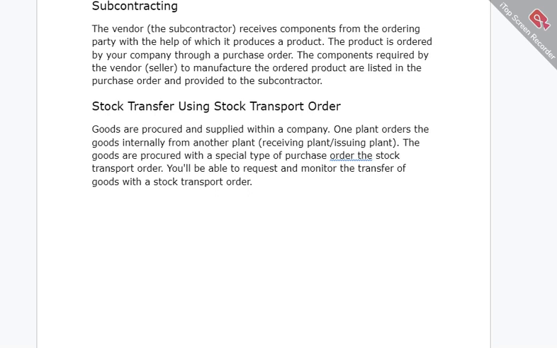Stock transfer using stock transport order. Goods are procured and supplied within a company, and one plant orders the goods internally from another plant, the receiving plant. The goods are procured with a special type of purchase order, the stock transport order. You will be able to request and monitor the transfer of goods with a stock transport order.